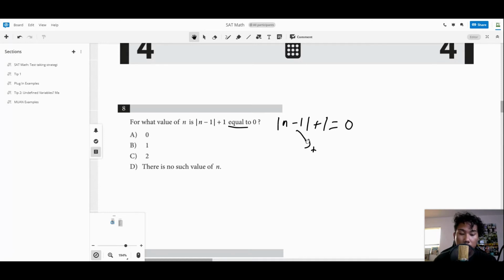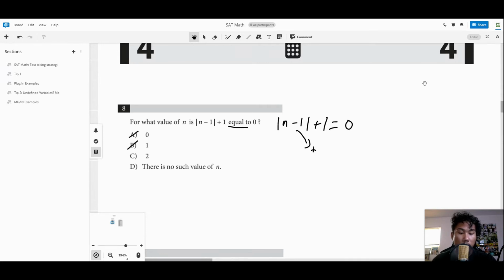there would be no scenario whatsoever that would get me to 0, because the only way that would get this to 0 would be if I had a negative number adding 1 to it. So if I had negative 1 plus 1, that would give me 0. But in this case, since the only output of the absolute value can only be positive, neither A, B, or C would work.